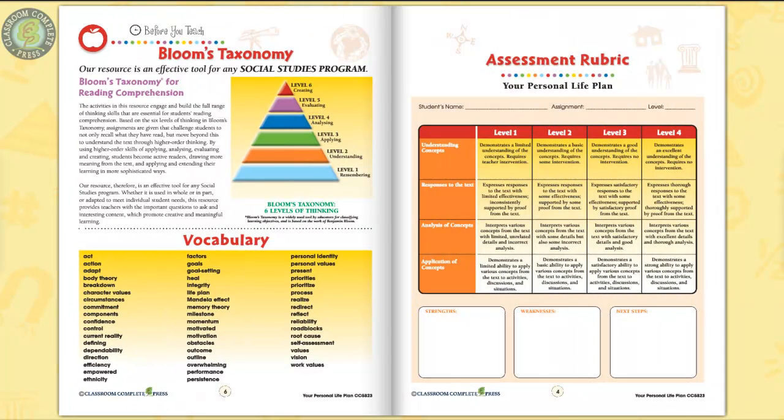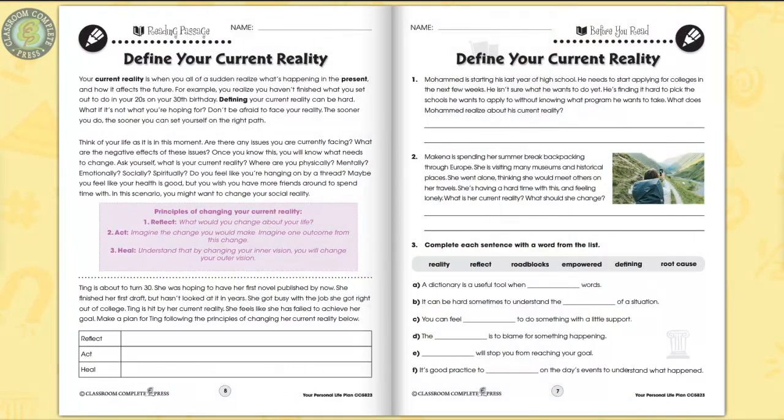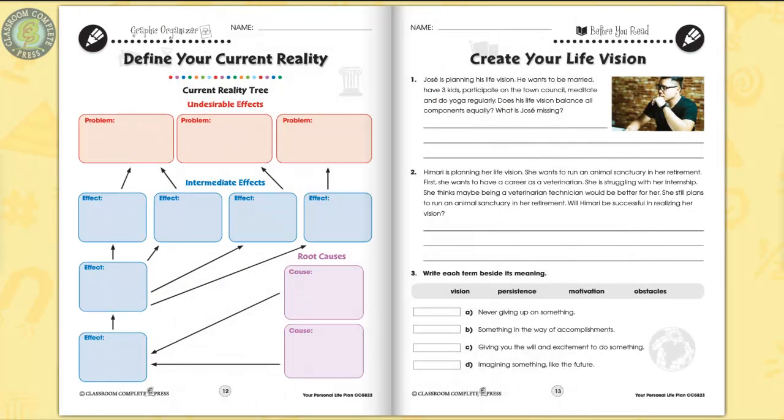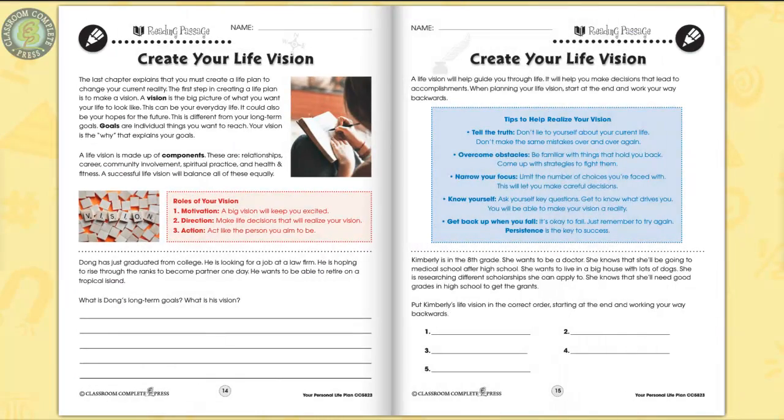We also include an assessment rubric, a critical thinking skills rubric, and a vocabulary list. Every chapter has a Before You Read section to see what learners already know about the topic, ideal for differentiated learning. Understand that a life vision is made up of components that must be balanced. The reading passage is where you'll find all the curriculum content.